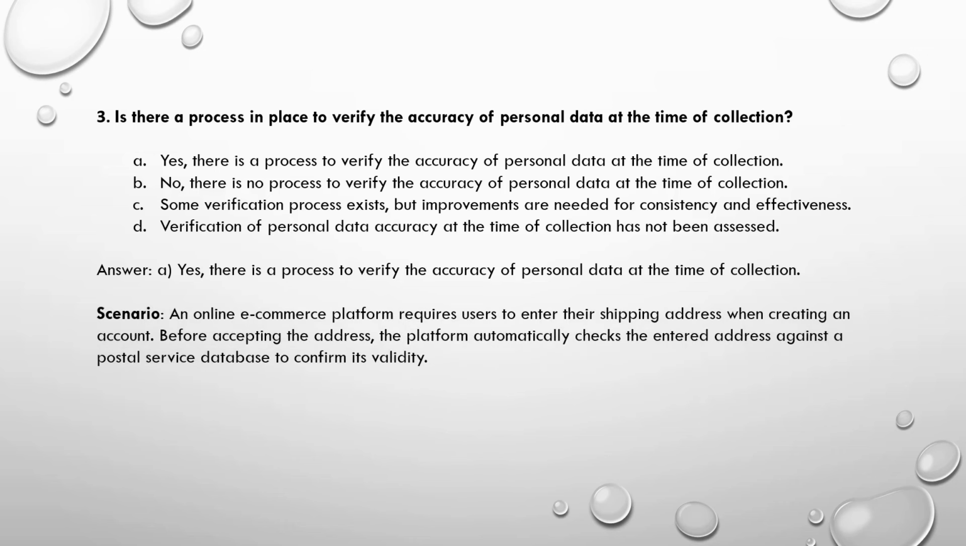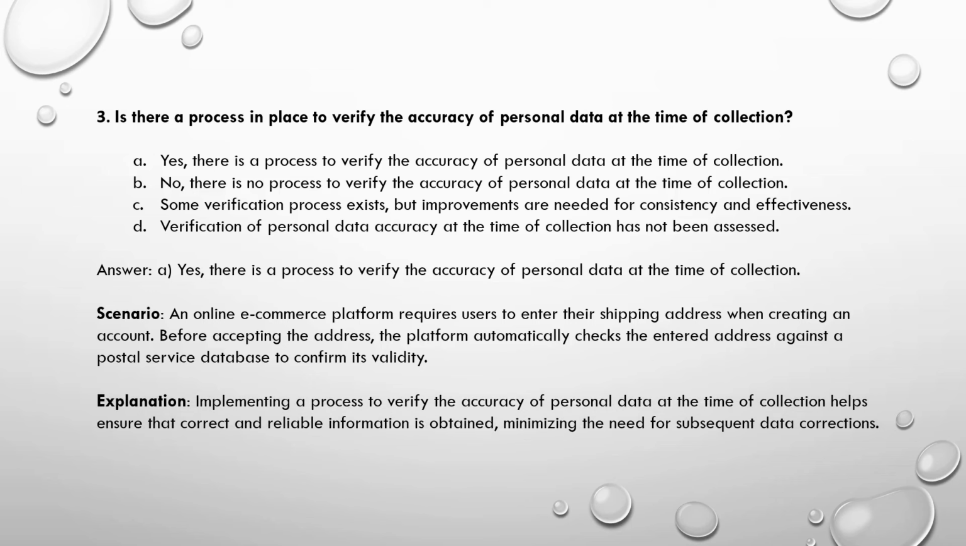Let's understand a scenario here. An online e-commerce platform requires users to enter their shipping address when creating an account. Before accepting the address, the platform automatically checks the entered address against a postal service database to confirm its validity. Right? So the explanation here is, implementing a process to verify the accuracy of personal data at the time of collection helps ensure that correct and reliable information is obtained, minimizing the need for subsequent data corrections. Right? Let's move on to question number 4.